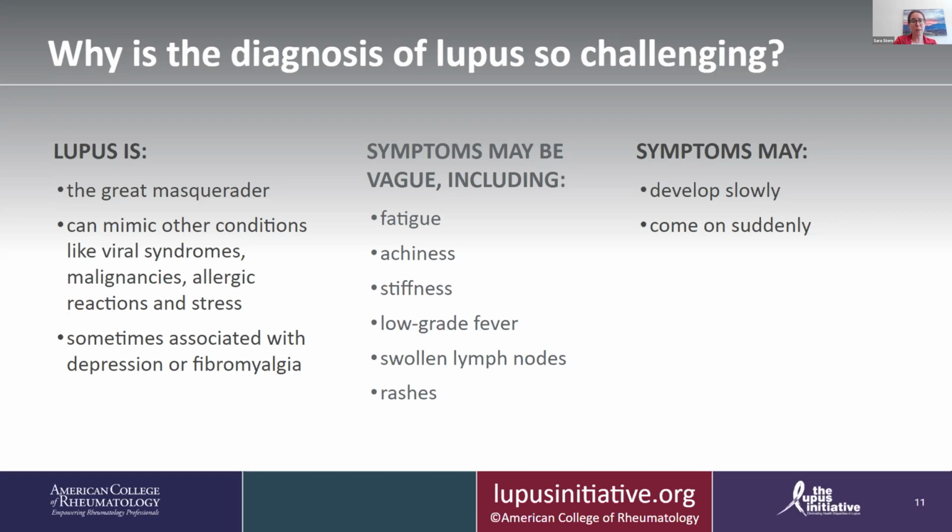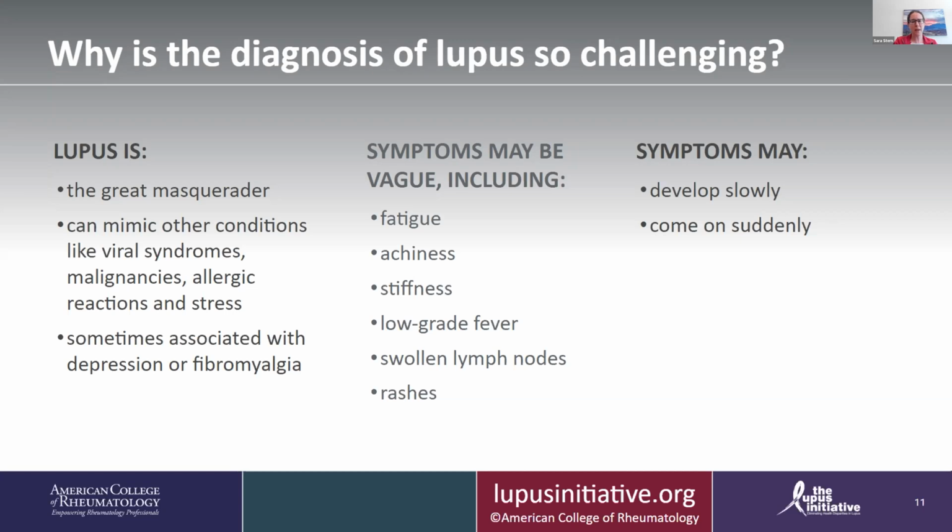And a lot of patients with lupus have a lot of coexisting mental health concerns. And this is one of the areas that we can really use your help. So incredibly high rates of depression, anxiety, and chronic pain, such as fibromyalgia.